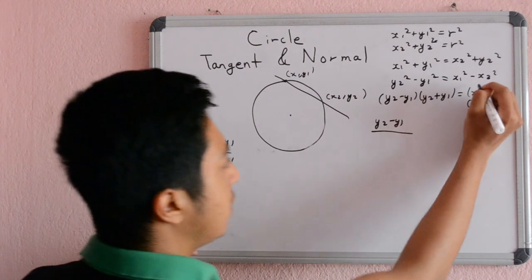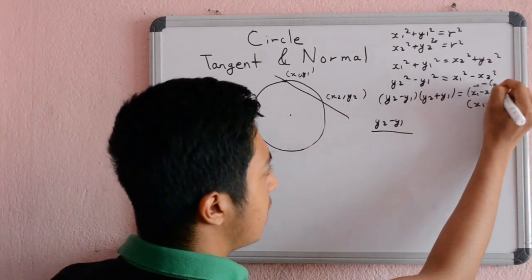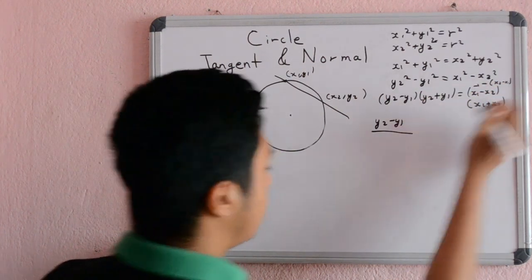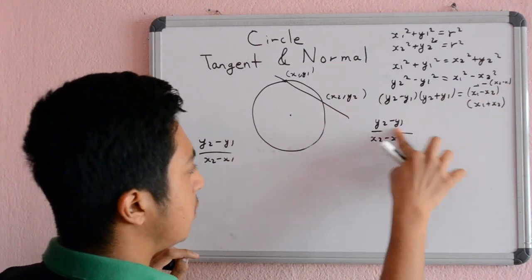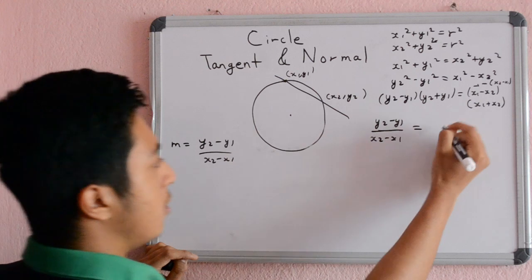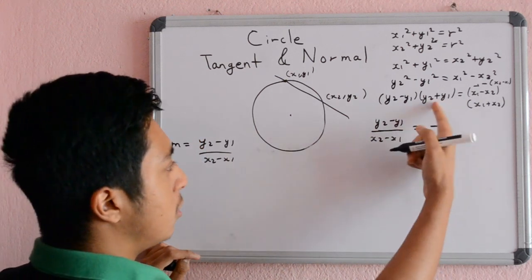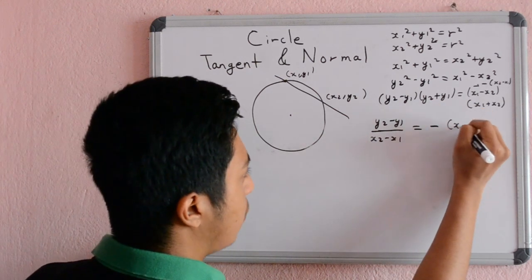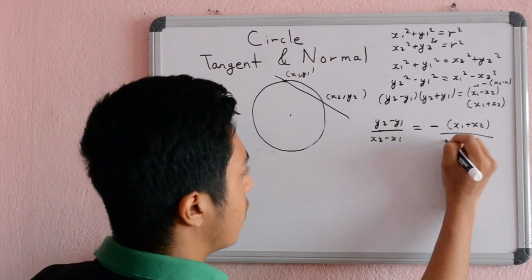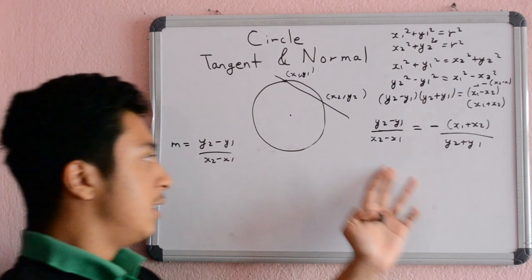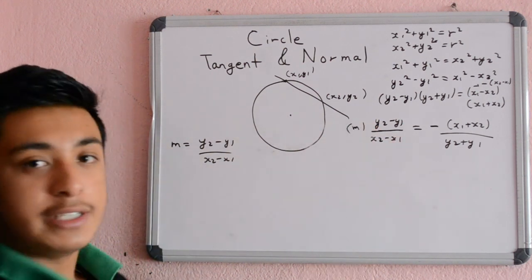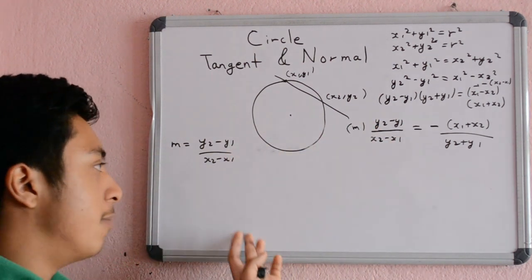So when you do that, this is the same as minus x2 minus x1, and just divide that out on both sides, and the minus will stay over here, and you'll have x1 plus x2 over y2 plus y1. Now, this is the slope of the tangent, and you can proceed from there.